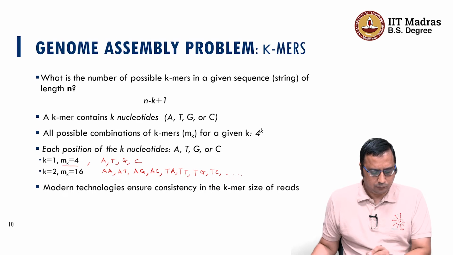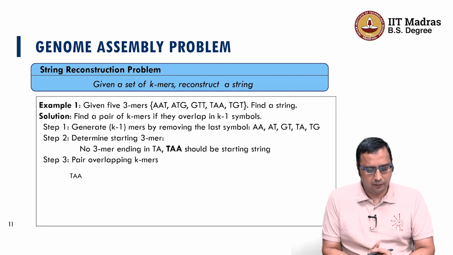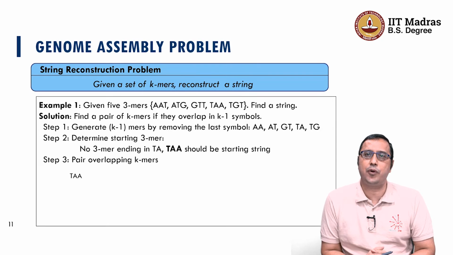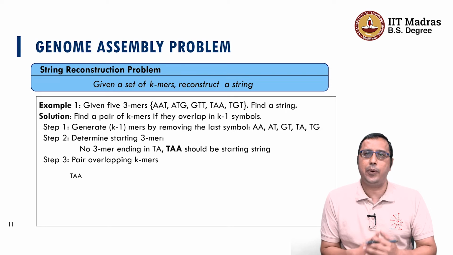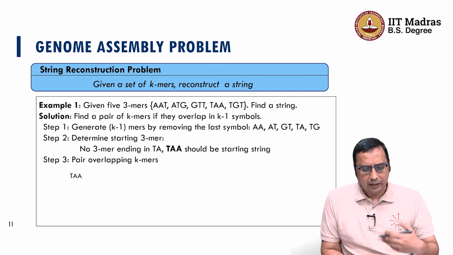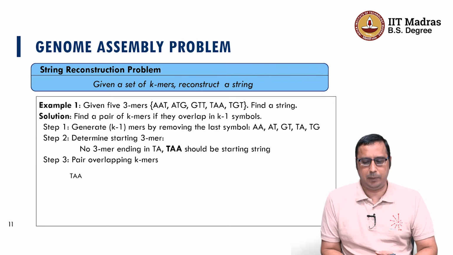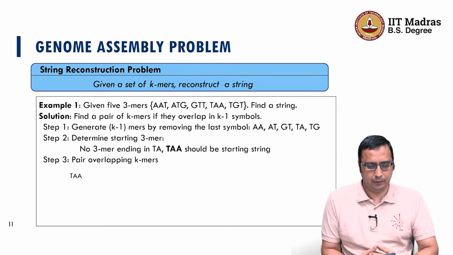Now, so far we have talked about what a k-mer is. Now let's see the problem we want to solve using these k-mers. What I'm going to do is project a genome assembly problem as a string reconstruction problem, and I have shown you in earlier slides that they are equivalent. In other words, if I provide an algorithm for the string reconstruction problem, indirectly I am providing an algorithm for the genome assembly problem, and most of the examples I will take are basically from the genome assembly problem.